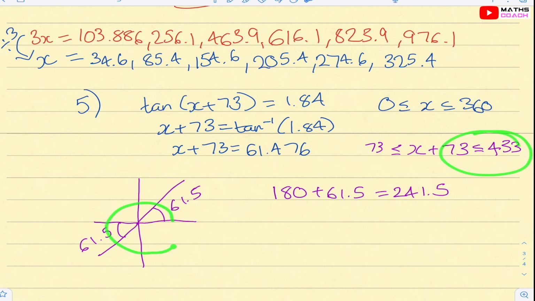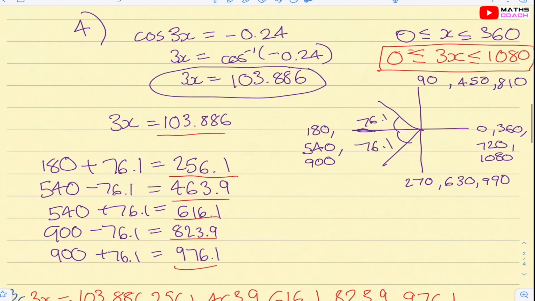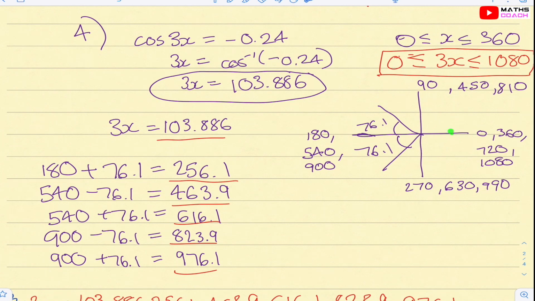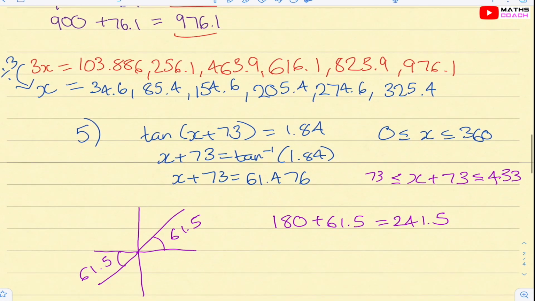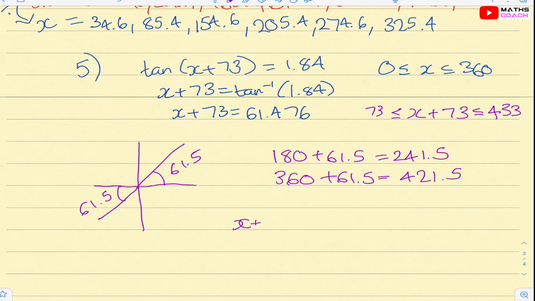And obviously our new interval is up to 433. So that's going to be one round up until the next one. We did this earlier, didn't we? If we go around all the way, this is going to hit 450 at this point. Yeah, so 433. So we can go one more round: 360 plus the 61.5, which is 421.5. So what we actually ended up with is x plus 73 equals 61.5, 241.5, and 421.5.